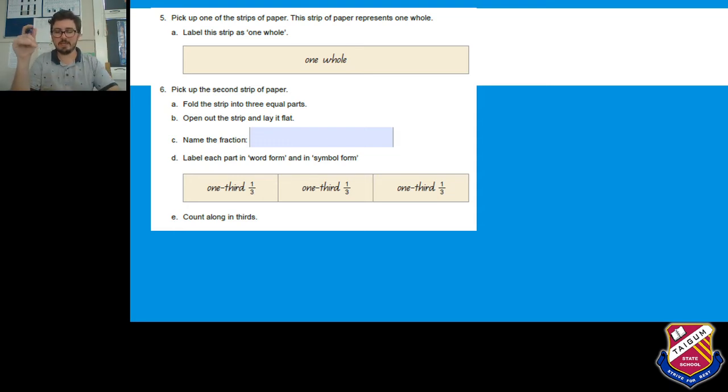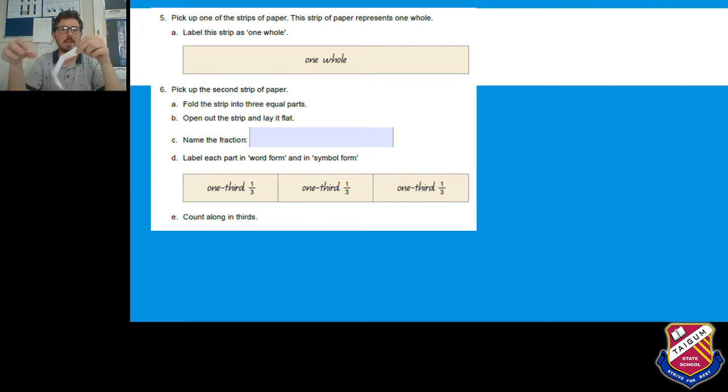Now, pick up the second strip of paper with Mr. G. Do this along with Mr. G. Now, fold it into 3 equal parts. It's hard to do thirds. What you need to do is sort of go like that. Okay, so see how I'm doing it? You need to get mum or dad to help you. You might have to. And then you wait until it's about equal and then you fold it. Then open that back up and you've got 3 equal parts.